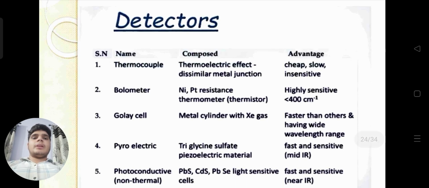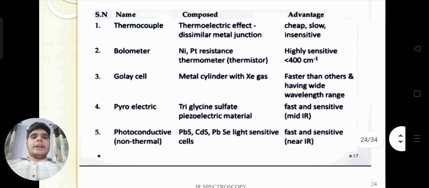Detectors. First one is the thermocouple. It works on the thermoelectric effect at a dissimilar metal junction, and its advantage is that it is cheap, but also slow and insensitive. The second one is the bolometer. It consists of a nickel or platinum resistance thermometer, or we can call it a thermistor. It is highly sensitive. The third one is the Golay cell. It is made up of a metal cylinder with xenon gas.